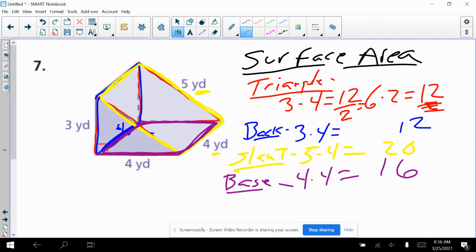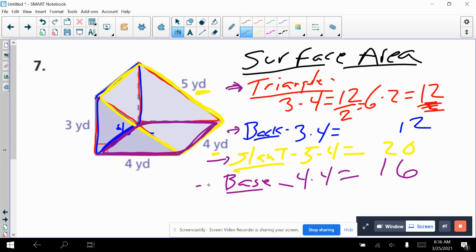Okay, have we found everything? I think we have. I would highly recommend this. I'm doing them like I would expect you to do them, labeling what I'm finding: slant, back, base, triangles. Because in case you make a mistake, you're not going to know where if you just have a bunch of numbers thrown on a piece of paper. Especially when we got 4 different sides here. If we add those all up, I believe we get 60 yards squared because we are finding the surface area of that object.